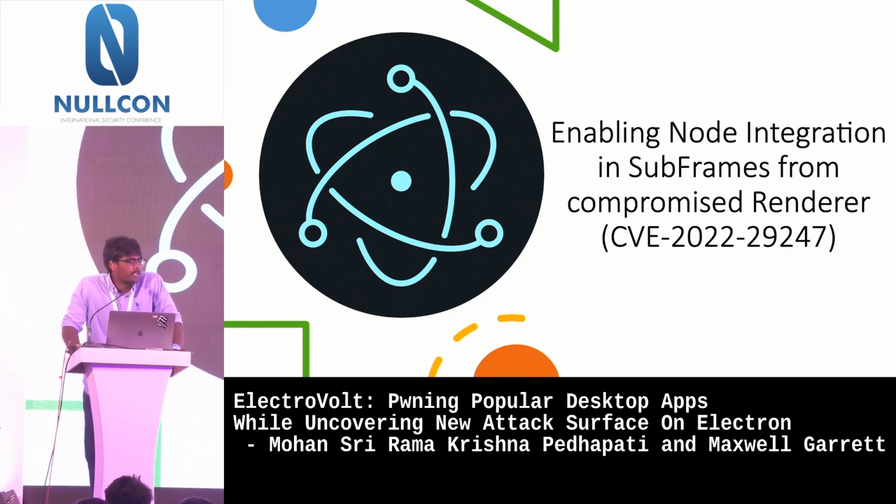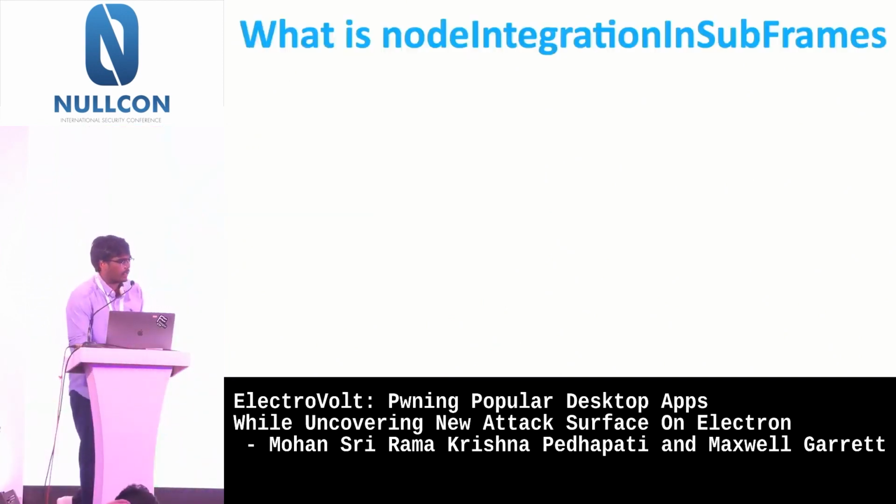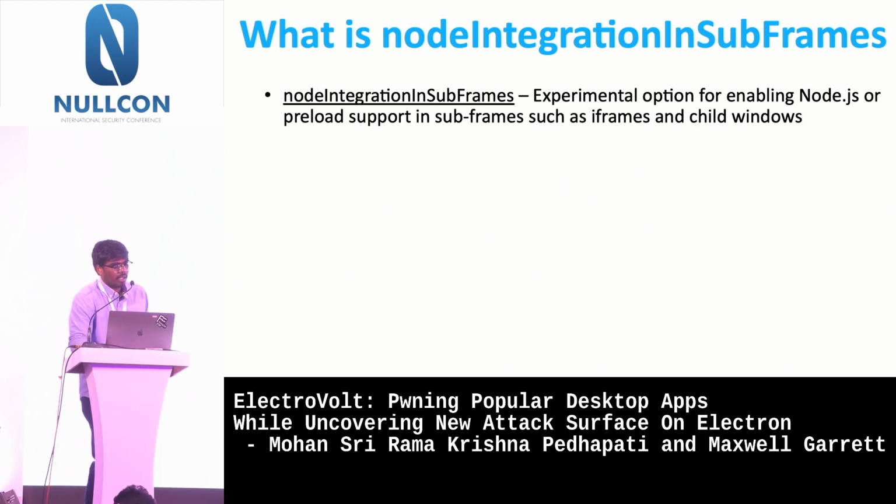So let's see our first case study. We reported to the Electron Foundation, and they fixed the bug and gave us this CVE, which is enabling node integration in subframes from a compromised renderer. So let's first understand what node integration in subframes is. Usually in Electron applications, iframes don't have access to the Node shared library or preload scripts. So they introduced this experimental option, node integration in subframes, in web preferences, where you can enable Node.js or preload scripts in subframes, such as iframes and child windows.